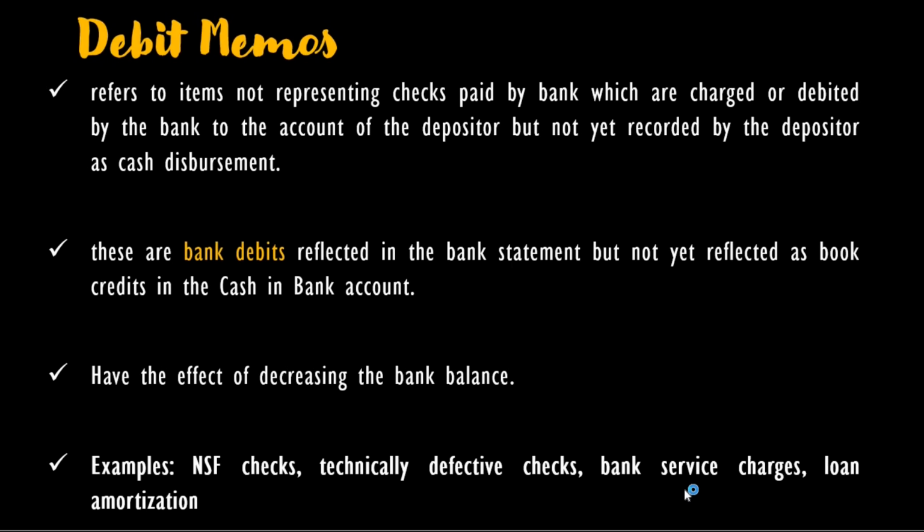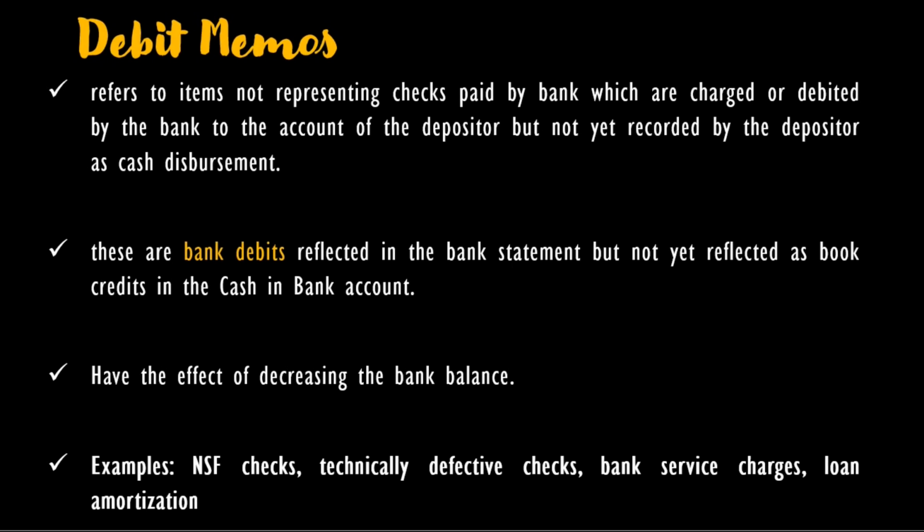So, that's a debit memo. Again, since this is a book reconciling item, we should reflect it in our bank reconciliation as a deduction from our cash balance per book. Because it was already recorded as a disbursement from the bank's point of view, but not yet recorded as a disbursement in the books or in the records of the entity. So, we should record it.